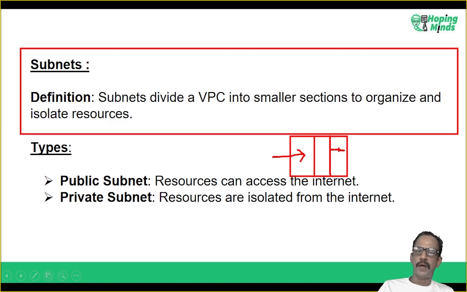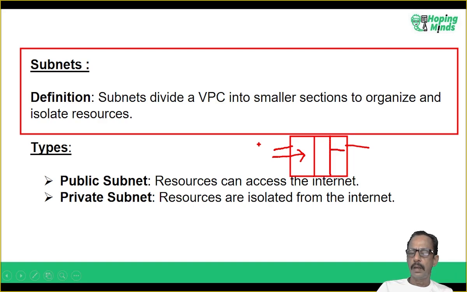So you have to define all that also. You have to divide your personal logical space or personal logical data center, whatever you say, inside the cloud. Then you have to divide that into specific areas, specific sections, so that you can organize and isolate your resources. Suppose this is my public subnet, this is my private subnet.